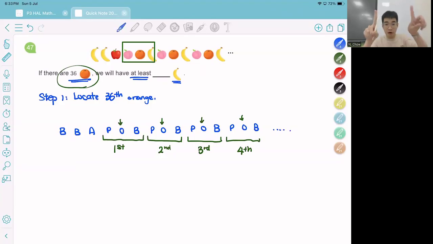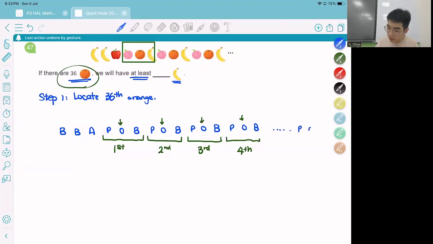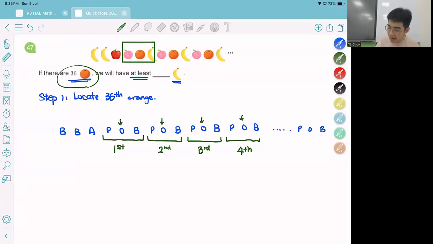You see, 1 group, 1 orange, 1 group, 1 orange, 1 group, 1 orange. 36 oranges in total. You will realize that the 36th orange must be in the 36th group. And there you located the 36th orange. Now, all I need to do is step 2.